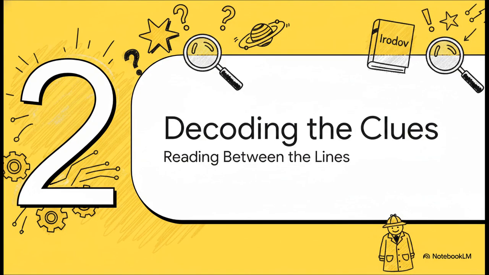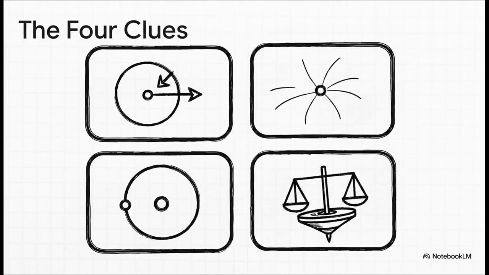So, let's start by being detectives. We're going to dissect this problem statement and pull out every critical piece of information Irodov has given us. I see 4 huge clues here. Number 1, the force is always perpendicular to the velocity. That's a massive hint. 2, we're told exactly how the force behaves with distance. It's proportional to 1 over r to the n. 3, we know the particle is moving along a circle. And 4, maybe the most important and tricky word in the whole problem, steady.